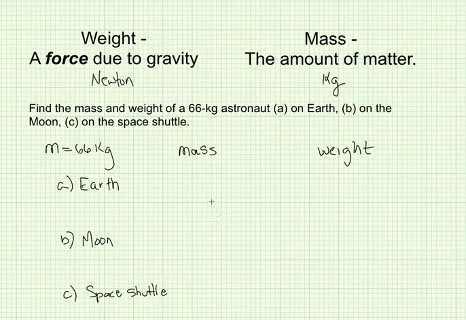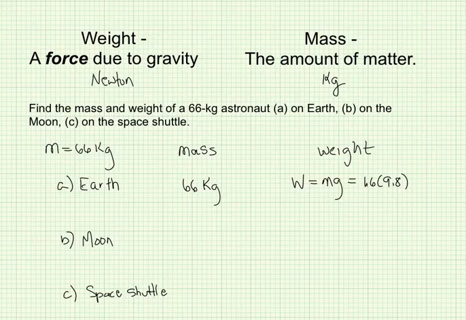Okay, so let's take a look at this. If the mass, or the amount of matter, is 66 kilograms, on Earth, his mass is going to be 66 kilograms. But now we want to find the weight. Well, the weight is going to be the mass times the acceleration due to gravity. And on Earth, what is the acceleration due to gravity? It is 9.8. So we're going to take 66 times 9.8. We get the weight on Earth is going to be 647 newtons.